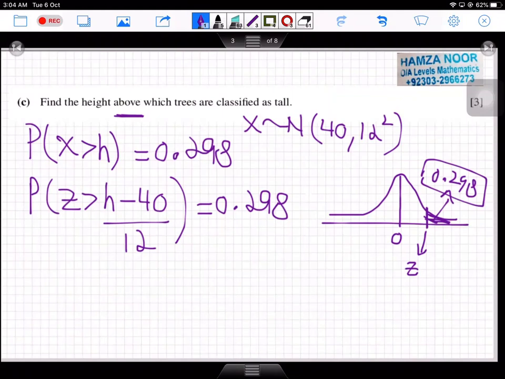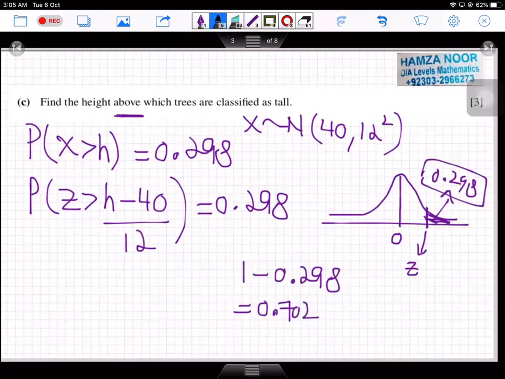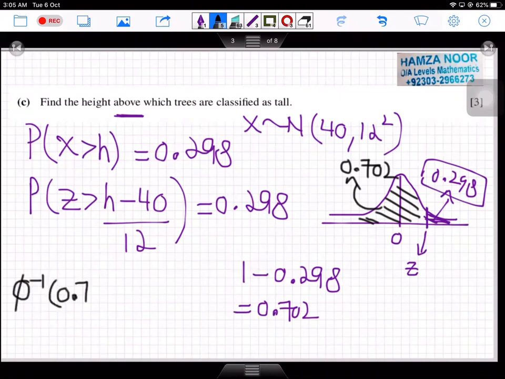So I'm going to do 1 minus 0.298, because the issue is that when you do the reverse lookup, all of the probabilities are greater than or equal to 0.5. So 1 minus 0.298 is 0.702. So I know that this region is 0.702. So I'm going to find the reverse of 0.702. Let's see how it is done. This is the probability, and we need to find the corresponding z value.